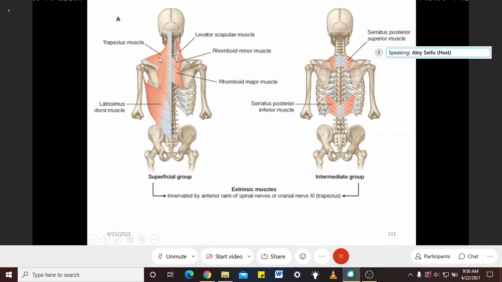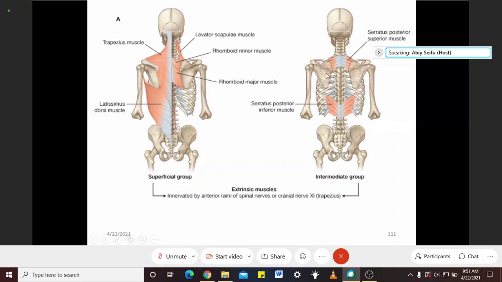You see, this is the trapezius muscle, half of it from the middle, and the latissimus dorsi muscle, which are the two superficial ones. Somewhat from the other side there are the rhomboid minor and major. And there is also levator scapulae, which forms the superficial group.